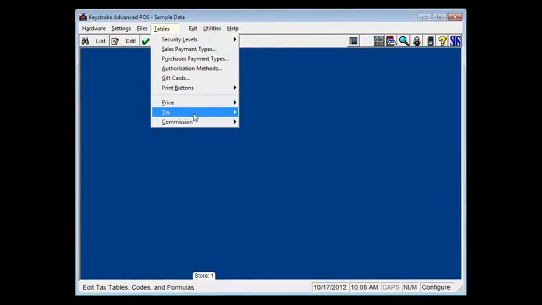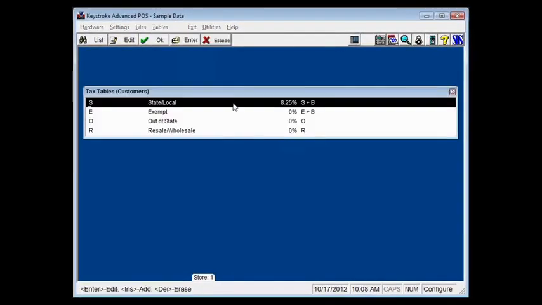So you go to Tables, Tax, Tables. Let's look at what we have set up in our sample data and how you read this. So the first column is your tax table code. These codes can be up to 12 characters now. We haven't updated our sample data, but it can be up to 12 characters. The name is state and local, and you can see here it comes out to a total of about 8.25%. The last column are the districts under the table, and so let's take a look at that.